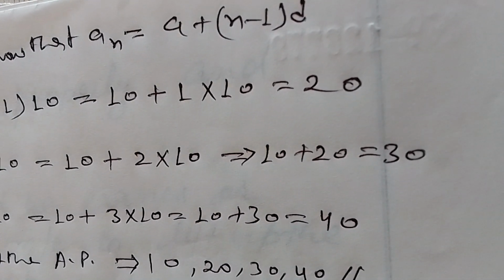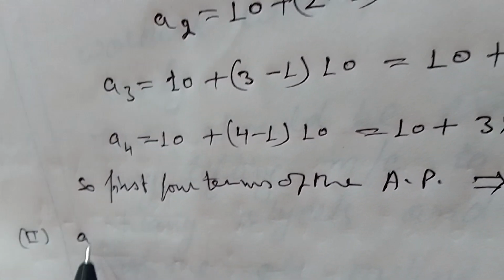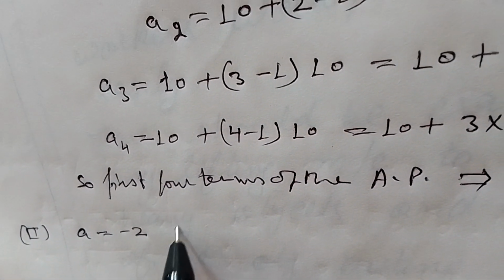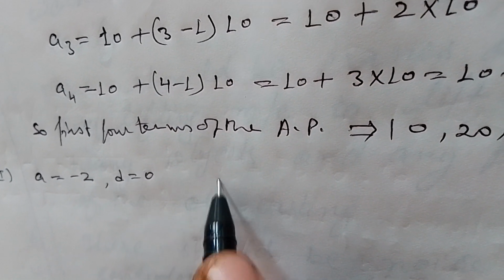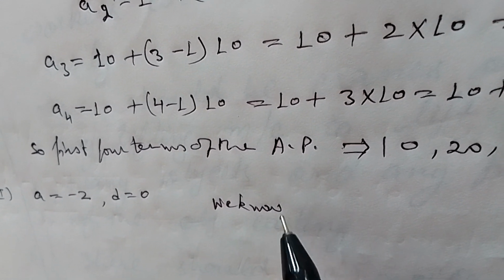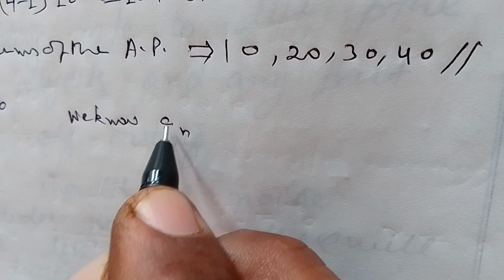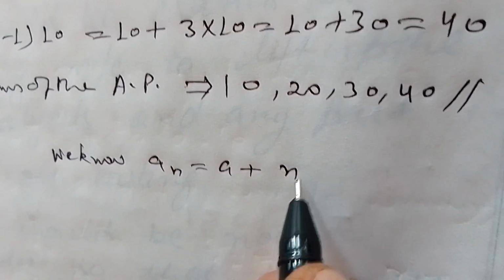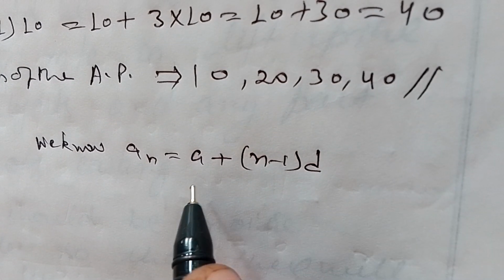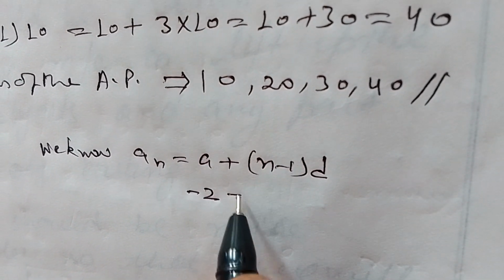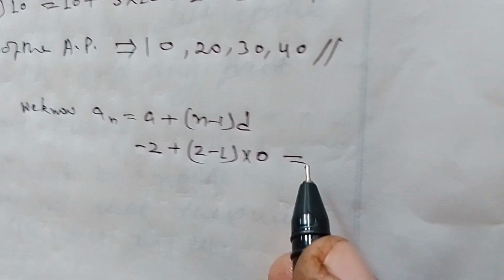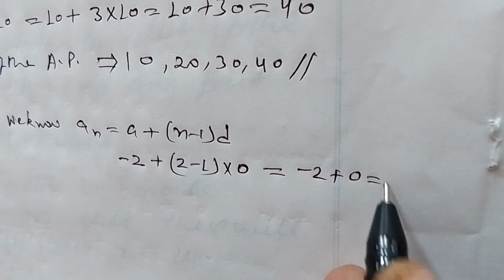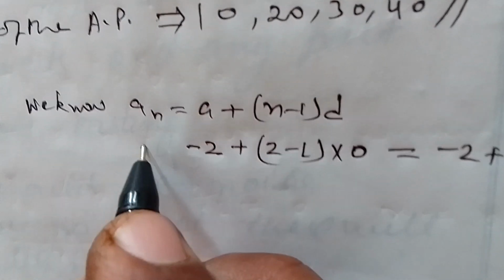Now the second part of the question, the first term a is minus 2, then the common difference d is equal to 0. So as we know, the formula for calculating an of an AP is a plus n minus 1 d. By inserting the value, a given as minus 2, plus n, the second term, minus 1, multiplied by the common difference 0, it comes out to be minus 2 plus 0, minus 2. Then this is the value of a2.